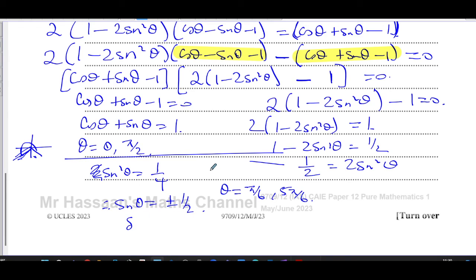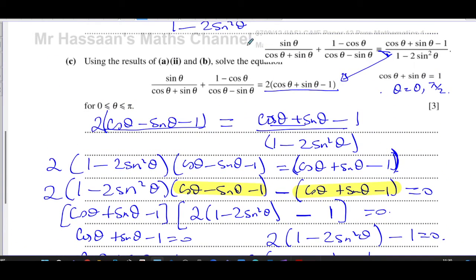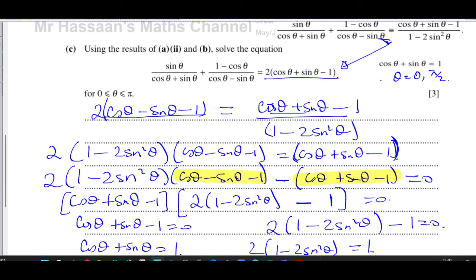This is for sine theta equals a half. These two answers are for sine theta equals negative a half. No solutions in our range, because you're going to get minus pi over 6, which is outside our range. And the other angle will be pi plus pi over 6, which is going to be 7 pi over 6, which is also outside our range, more than 2 pi. So we end up with 0, pi over 2, pi over 6, and 5 pi over 6 as our 4 solutions. So there we have our answer to this part of the question, which is part C, which concludes our question here.